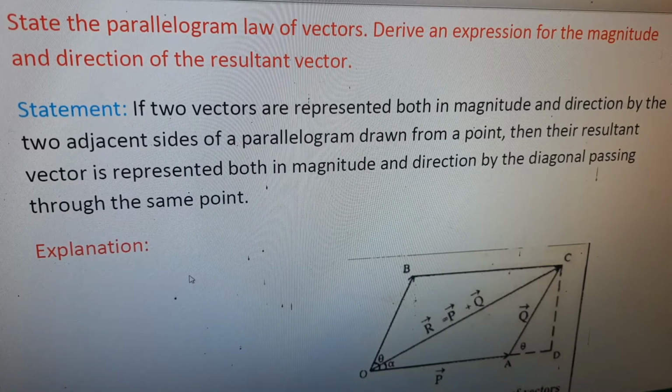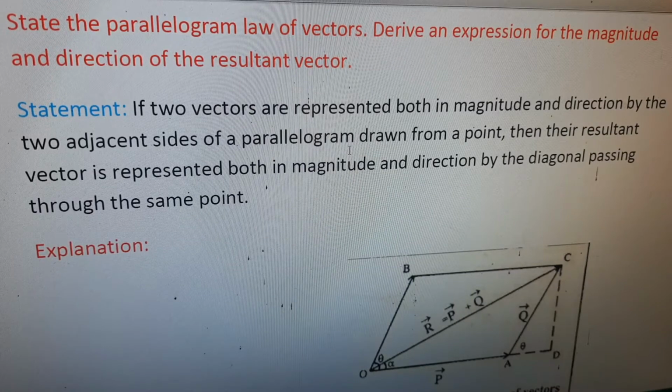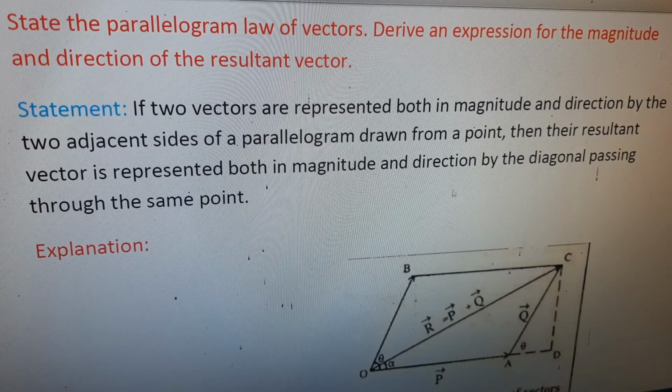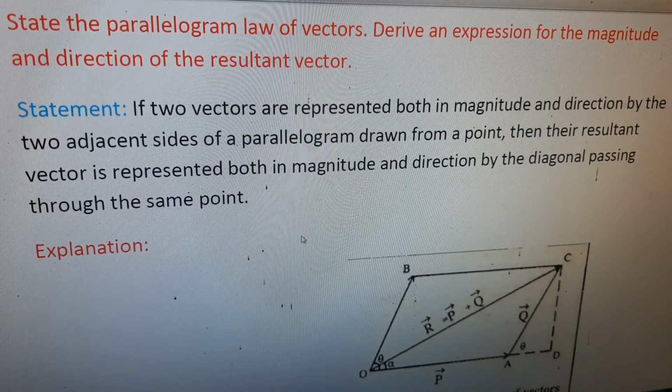So first one, the statement: if two vectors are represented both in magnitude and direction by the two adjacent sides of the parallelogram drawn from a point, then the resultant vector is represented both in magnitude and direction by the diagonal passing through the same point. So this is the statement, definition of the parallelogram law of vector.